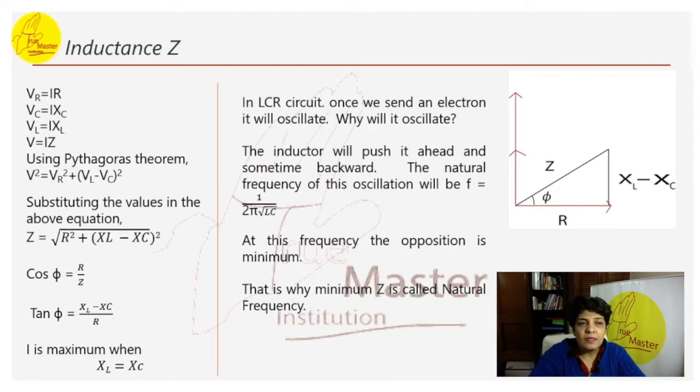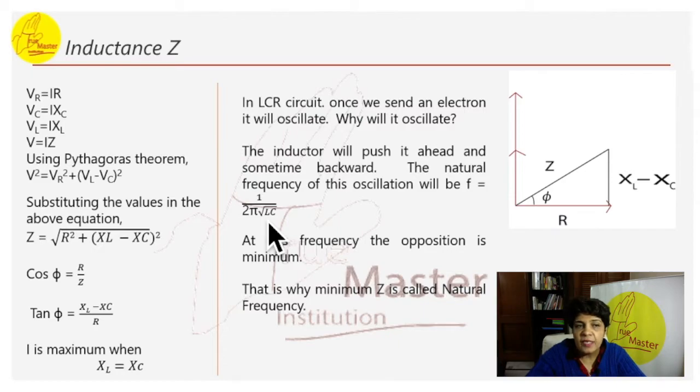In an LCR circuit, once we send an electron, it will oscillate. The inductor will pull it ahead and sometimes backward. The natural frequency of this oscillation will be 1 by 2 pi root LC.